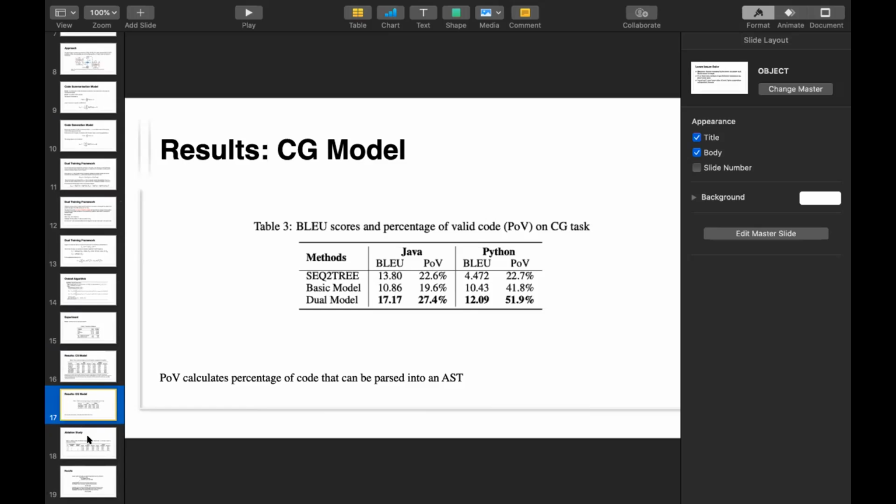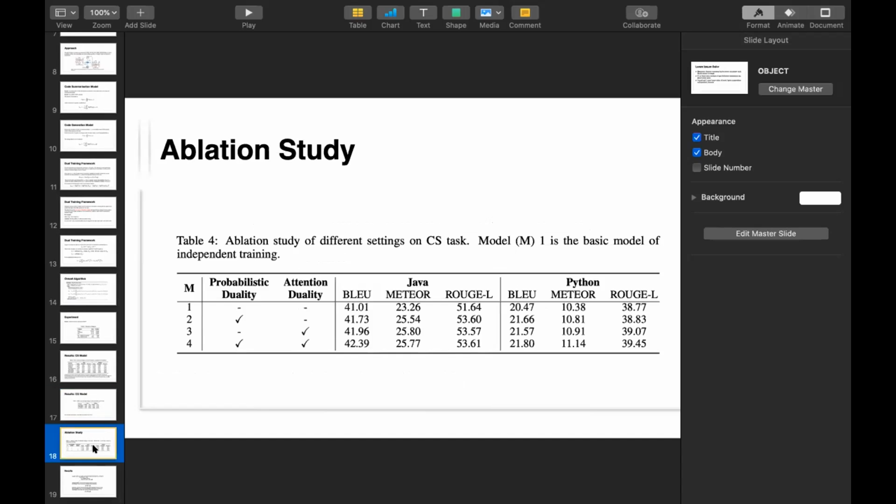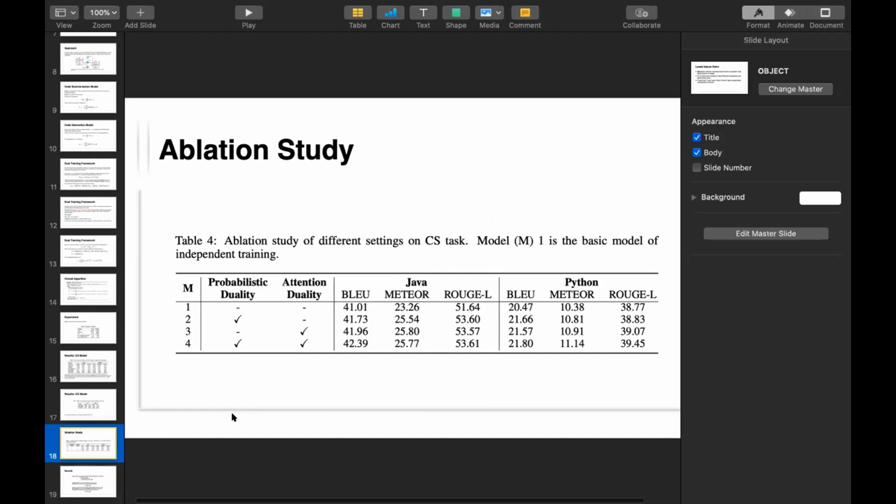Let me see. So for the dual model, which means both for generating comments and code, right? So only 30% of code have a correct AST tree. So yeah, it's also very preliminary research work, very hard to be impactful. Please go on.